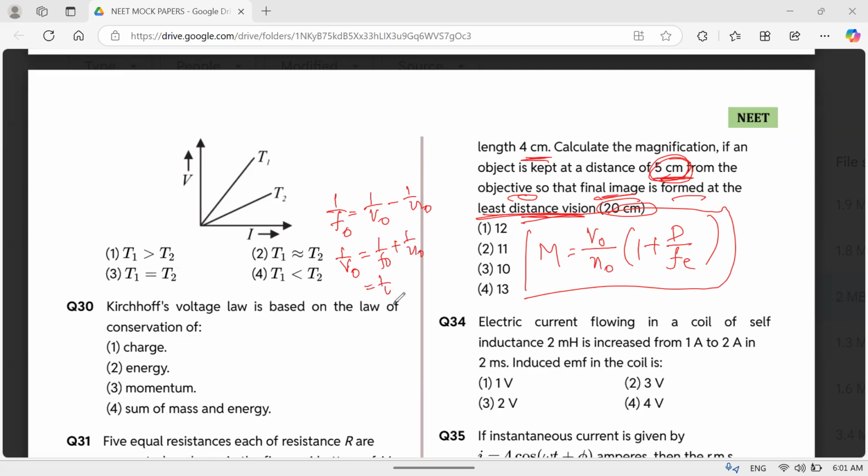It is equal to 1 by 4 plus 1 by minus 5. So this will be equal to 5 minus 4 over 20. 1 by 20 is 1 by V naught. So V naught is equal to 20 centimeters. So this will be equal to 20 divided by object distance. Object distance is how much for me? 5 into 1 plus least distance of distinct vision, which is how much for me? 20 divided by focal length of the eyepiece is how much, beta? 10.